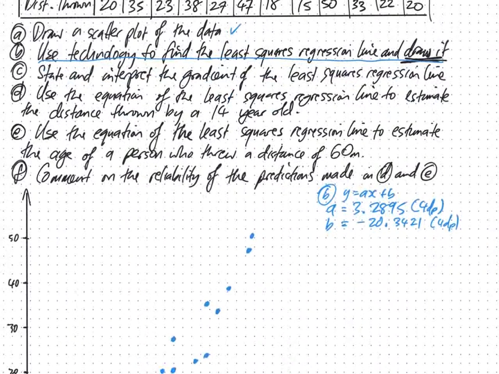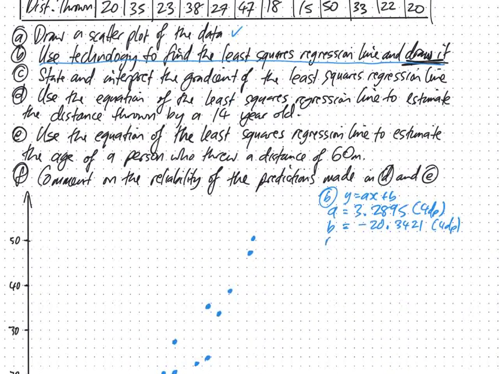Then it says r squared is 0.8414, so it's plenty strong. It's not the strongest, but it's strong. And then r is 0.9173 to 4 decimal places.